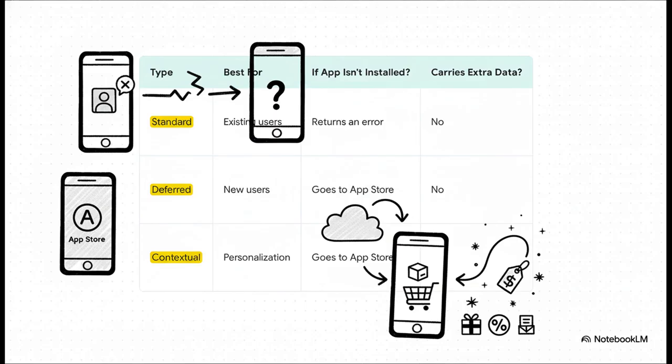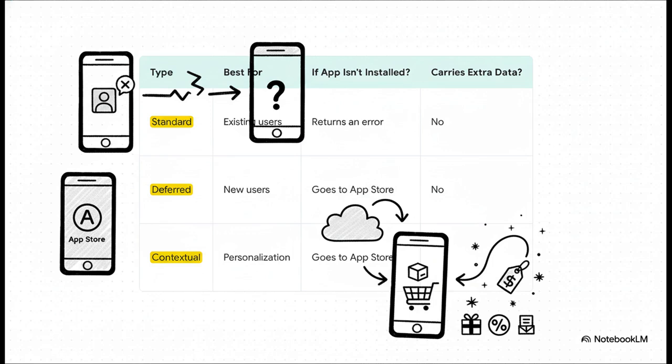First up, you've got your standard deep link. This is the basic model. It's perfect for people who already have your app, think push notifications about a sale. But here's the catch. If the user doesn't have the app, the link just breaks. It gives them an error. Not good. Next, we have the deferred deep link. This one is way smarter. If the user doesn't have the app, it sends them to the App Store to download it.